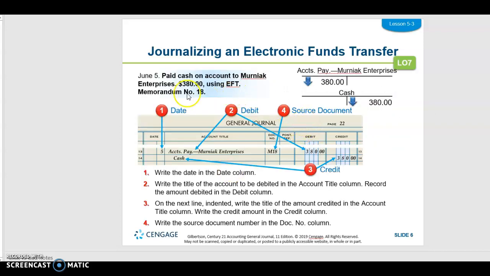So here's an example of a transaction. On June 5th, paid cash to the account of Murniak Enterprises for $380 using an EFT, memorandum 18. It's basically the same as writing a check, except you're not writing a check, you're just transferring it through the computer. So we're still going to debit accounts payable, Murniak Enterprises, and credit cash. The difference will be the source document, because instead of having a C for a check, you are using a memorandum.